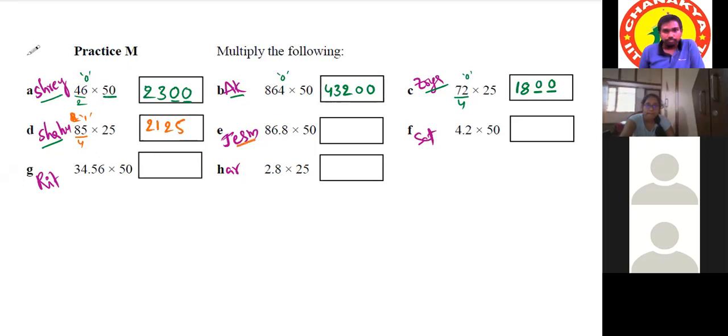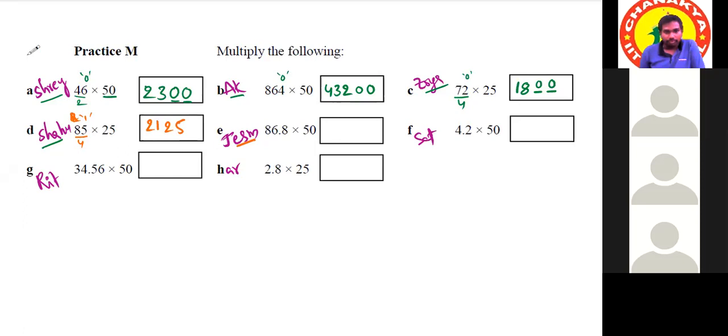Jashmita. Yes, sir. So 86.8 we can consider as 868. 868 divided by 2 is 434.